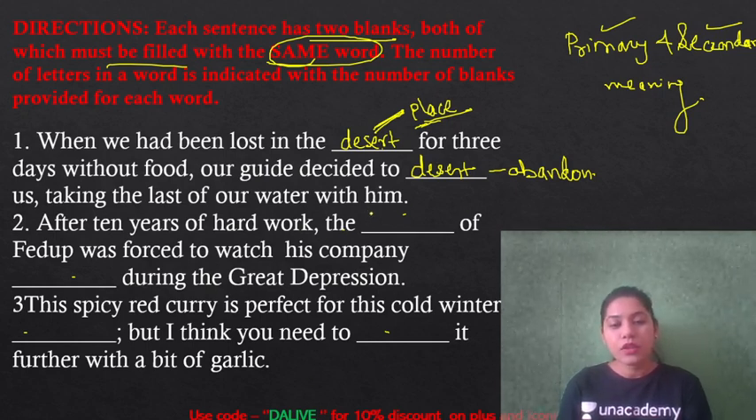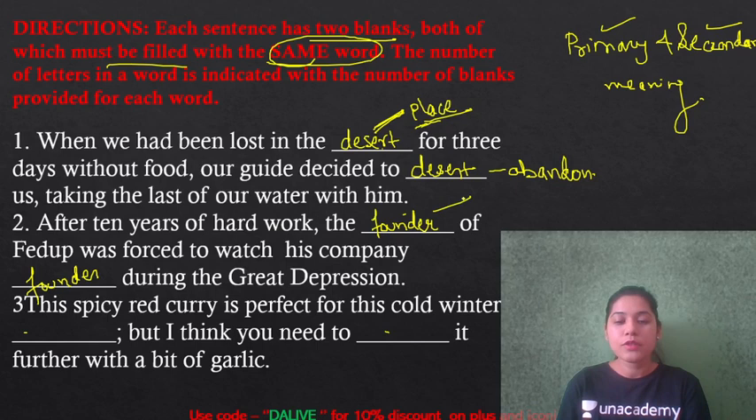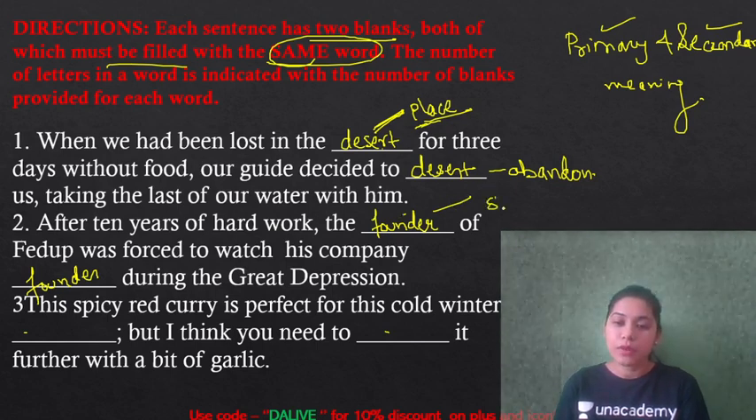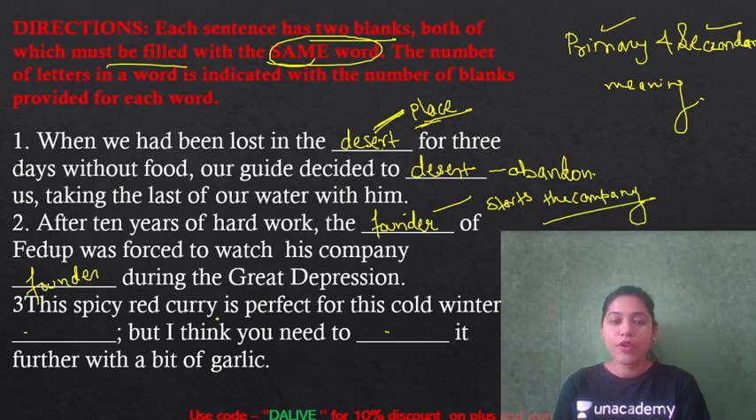So the correct answer here is founder and founder. Now here the founder is basically one who starts the company, one who founds the company, one who is the main creator of that idea or of the company. So the company belongs to the founder. Whereas this founder means sink.